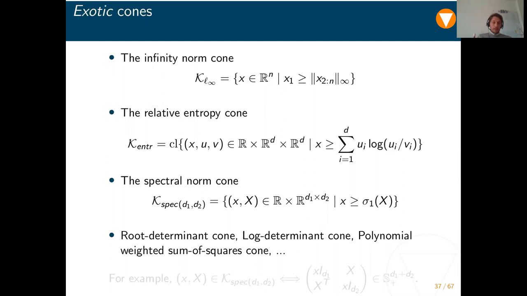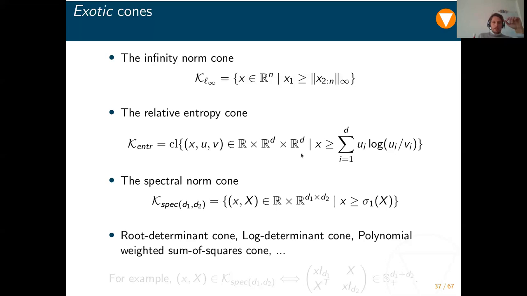As an example here, we have the so-called spectral norm cone. The spectral norm is a norm that is defined on matrices via so-called singular values. So a pair of a number and a matrix is in the spectral norm cone if this number is greater than the greatest singular value of the matrix X, for example. Other examples of matrix cones are the root determinant cone, the log determinant cone, sum of squares pops up. You might have heard some of these things. They all have some connection to cones, or there are cones that model these things directly.